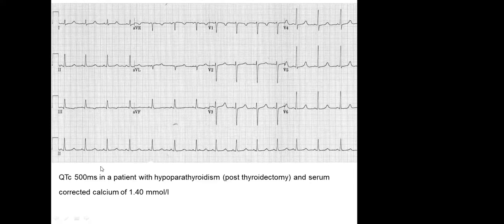So QT will be 16 smaller squares, 16 into 40, divided by the square root of the RR interval, which is again calculated by this. Calculations are very tedious, but they are equally very important in an emergency setting.